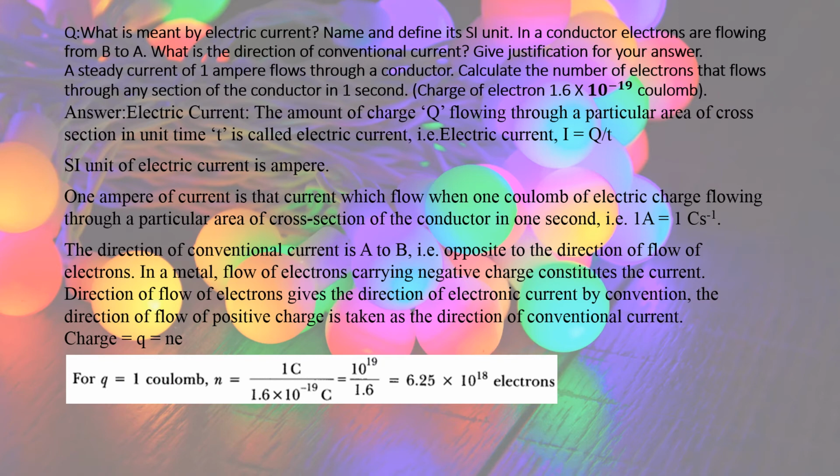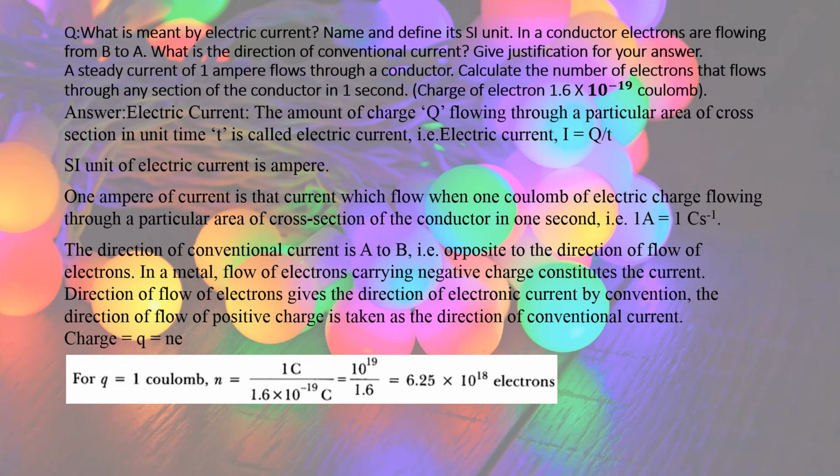Now next, name and define its SI unit. So first we have to name it. What is the SI unit of electric current? Ampere. SI unit of electric current is ampere. Next we have to define it. Define 1 ampere. 1 ampere means 1 coulomb by 1 second. If 1 coulomb of charge flows through a cross section for 1 second, then the current is 1 ampere.